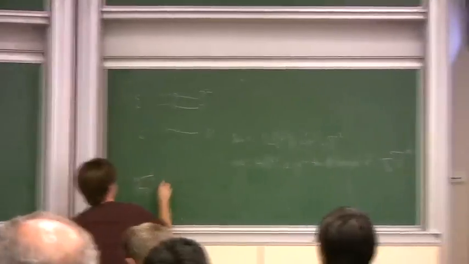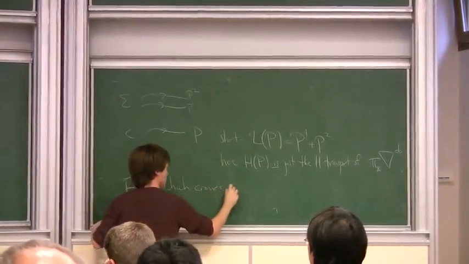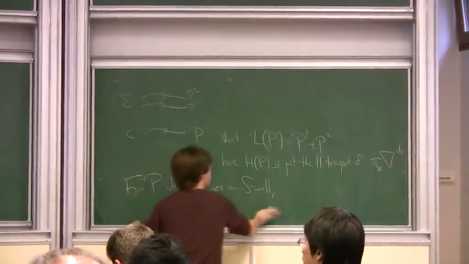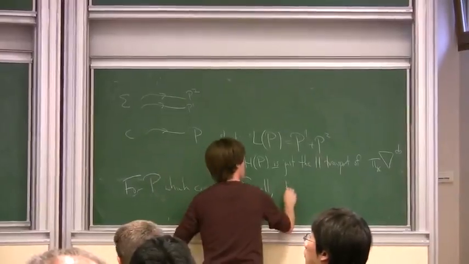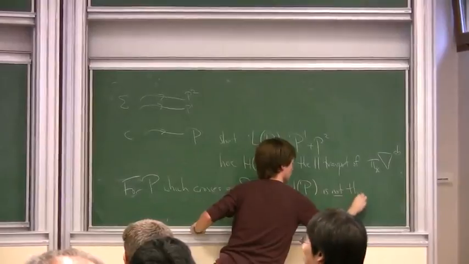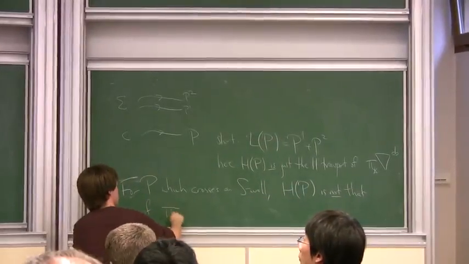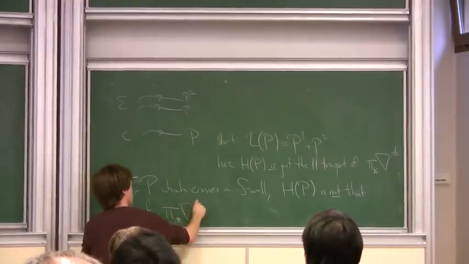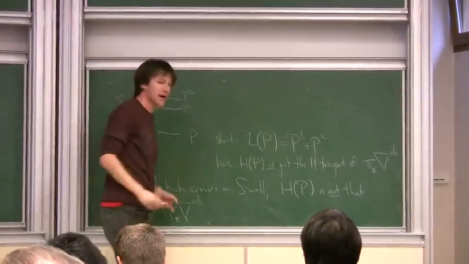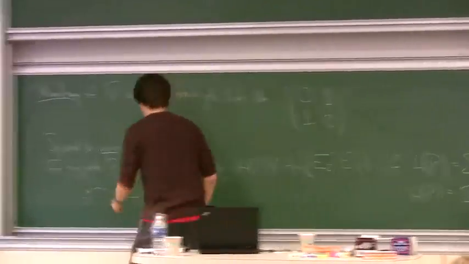For P which crosses one or more S walls, H(P) is not the thing that would come from just taking the push forward connection. But that's good because that thing had a monodromy, and our thing has. So now we've constructed it so that it actually doesn't have a monodromy.